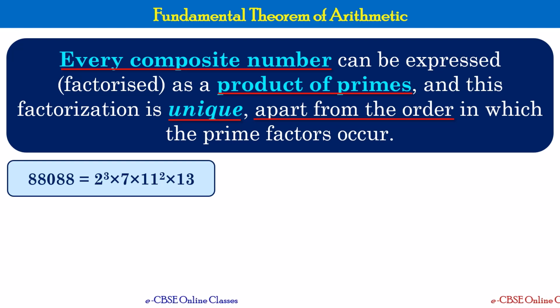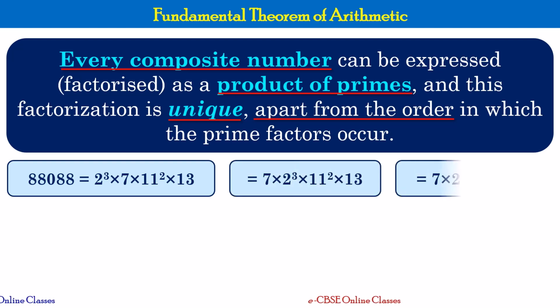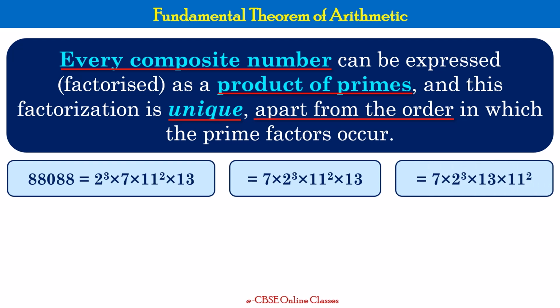And it also says order doesn't really matter. So it can also be written as 7 into 2 cube into 11 square into 13. And it can also be written as 7 into 2 cube into 13 into 11 square, because when it comes to multiplication, the order doesn't really matter.